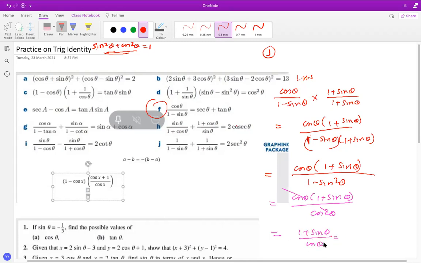And if you separate these, 1 over cos θ plus sin θ over cos θ. So 1 over cos θ is sec θ, plus tan θ. So that's how you get this proof.